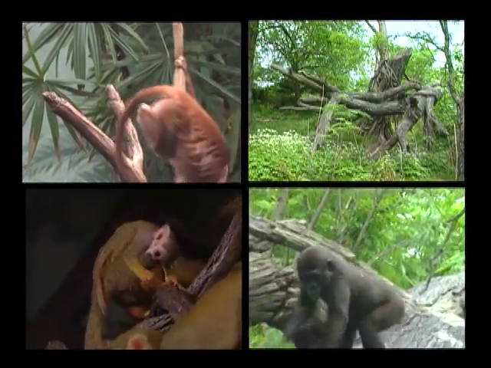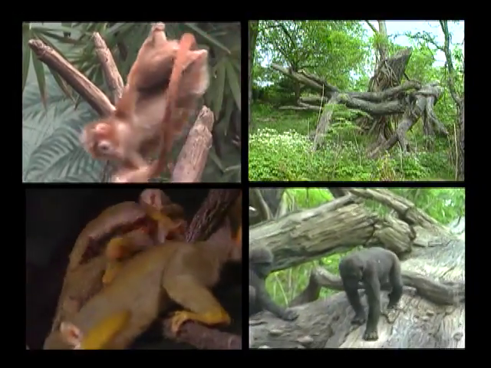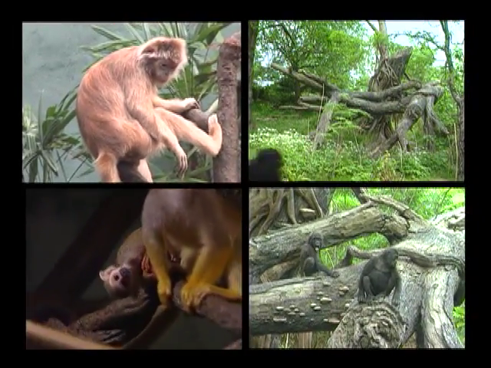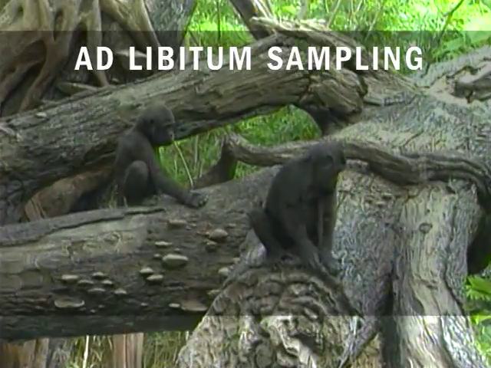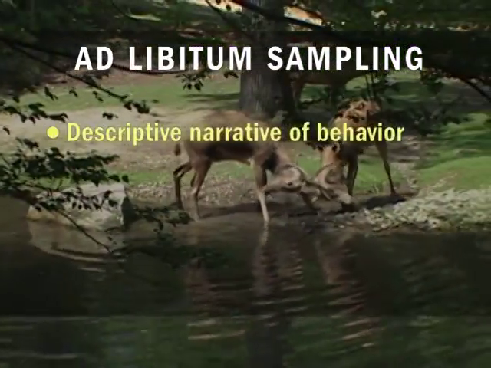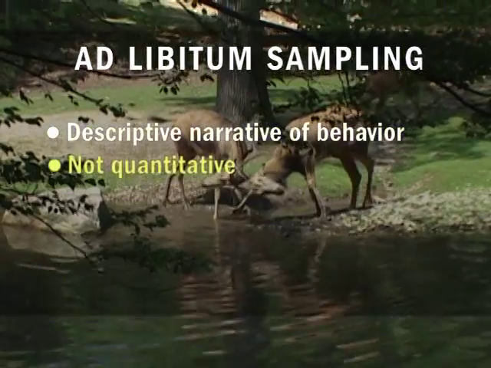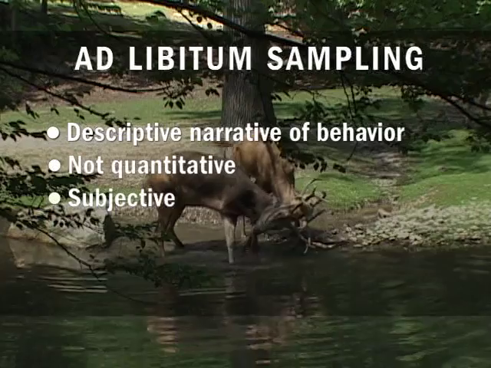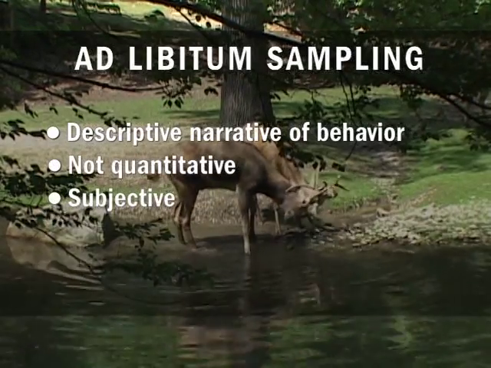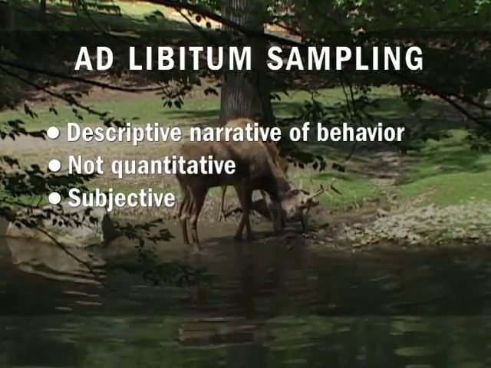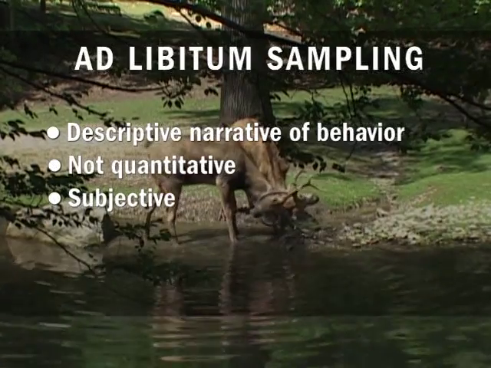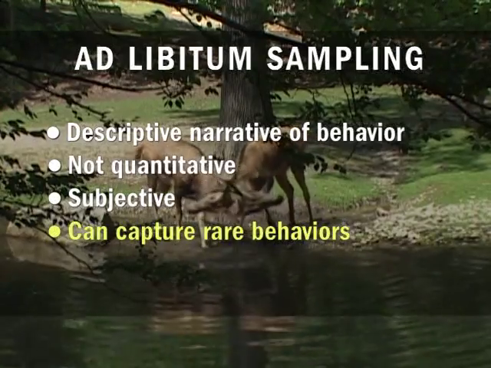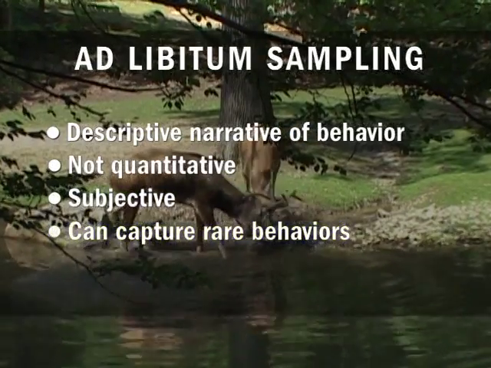The first method we will cover is ad libitum sampling. This method is a non-systematic and informal way of recording what the observer sees. Ad libitum sampling is descriptive rather than quantitative and can be subjective. Therefore, it isn't as rigorous as systematic methods for the purpose of scientific study. However, it does provide an overall picture of the behavior of your subjects and can sometimes capture rare events and previously unknown behaviors that systematic observation might not capture.